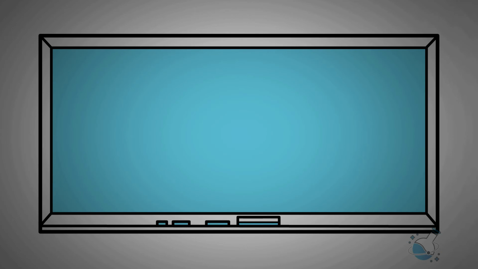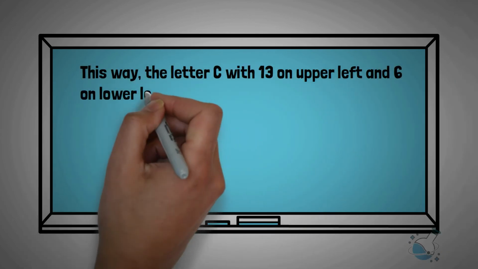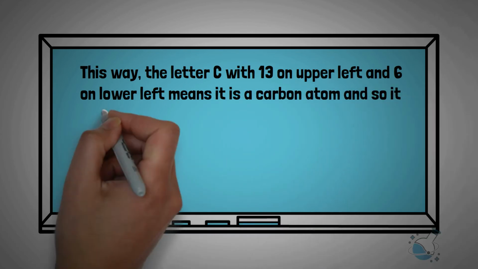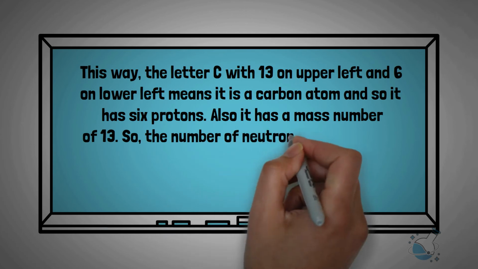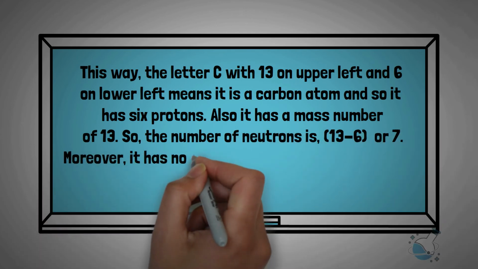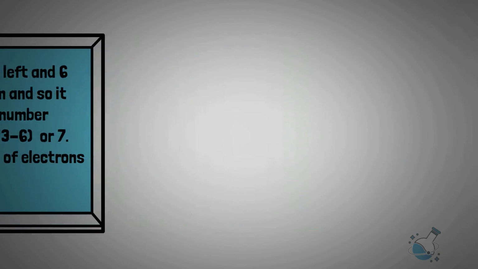This way, the letter C with 13 on the upper left and 6 on the lower left means it is a carbon atom, and so it has 6 protons. Also, it has a mass number of 13. So, the number of neutrons is 13 minus 6, or 7. Moreover, it has no charge, so the number of electrons is the same as protons.